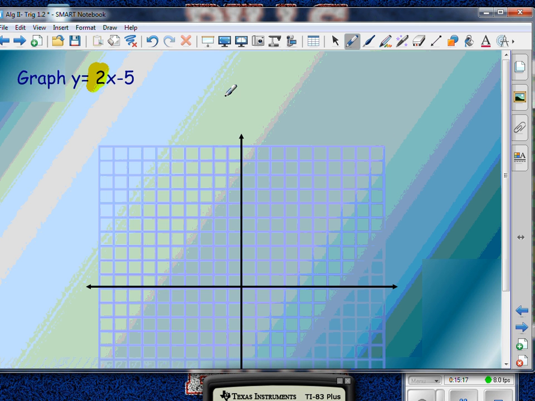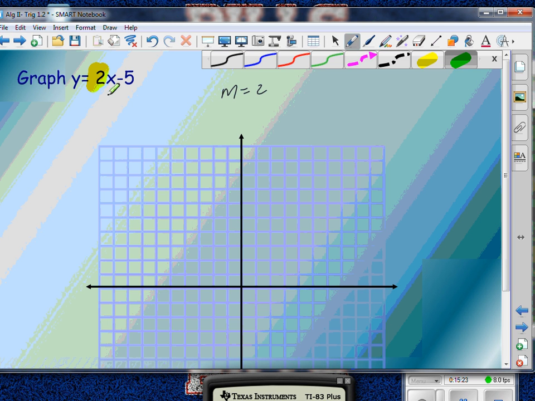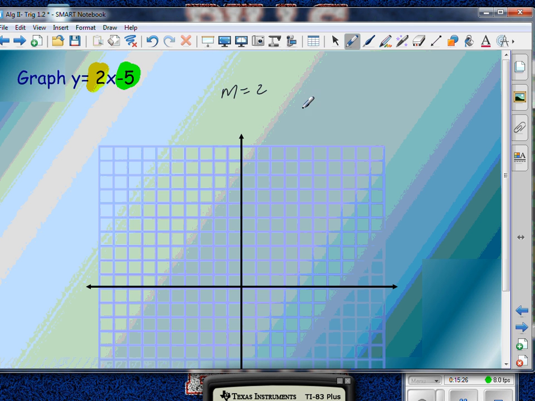Now graphing with slope intercepts. 2 is my slope. My y-intercept is -5. When graphing from slope-intercept form, we start with our y-intercept and work from there. So I have -5. That means I go down 5. 1, 2, 3, 4, 5. From your origin, you move down 5. You always start from dead center. This is where people make mistakes.